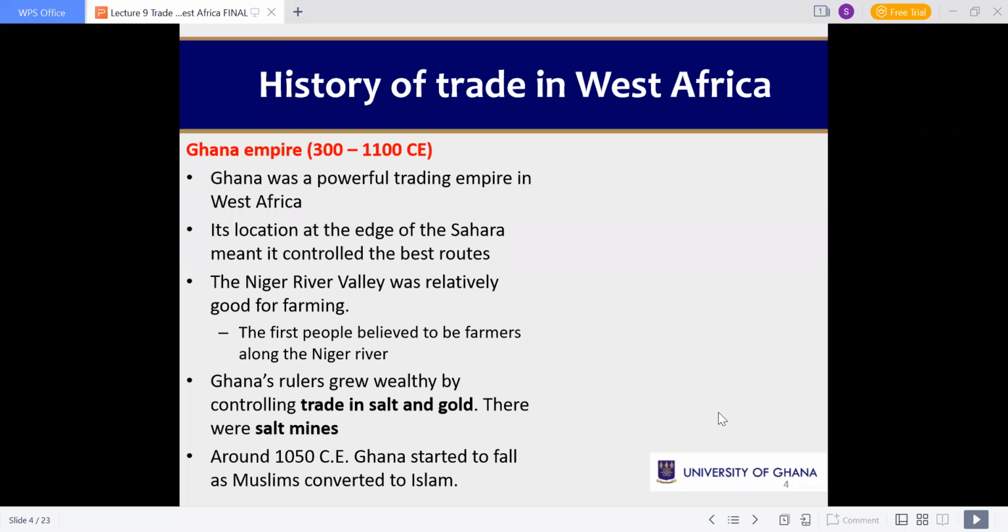According to what they taught us this semester, they categorized the relief features of West Africa into 4 categories. And I guess we are familiar with them.